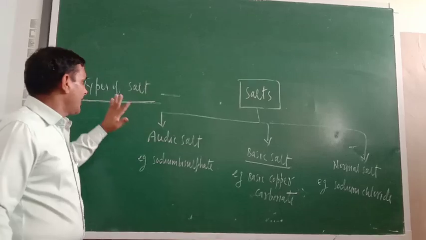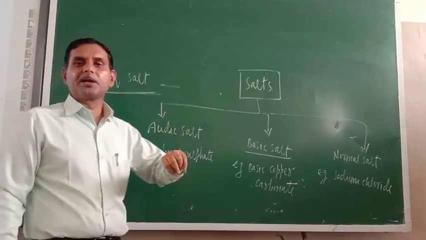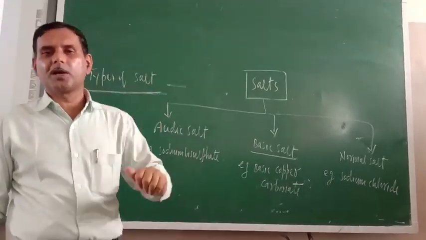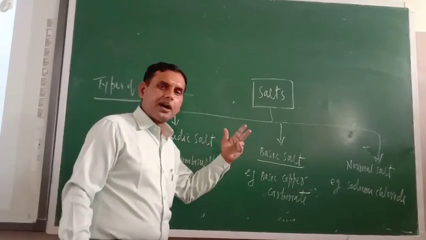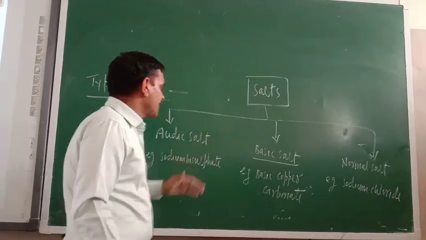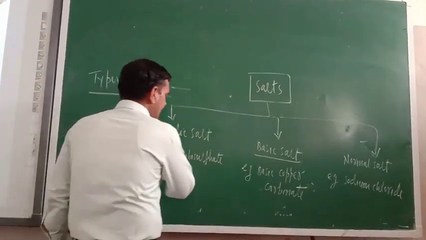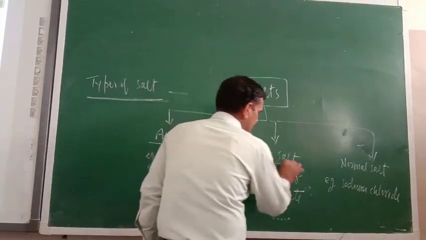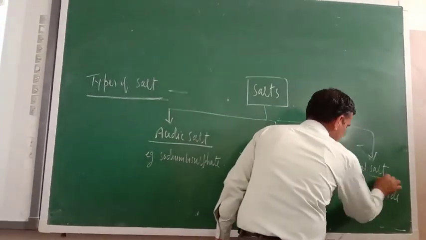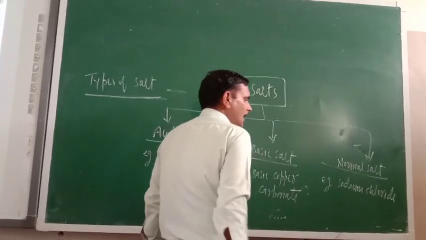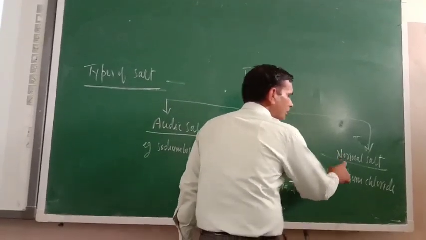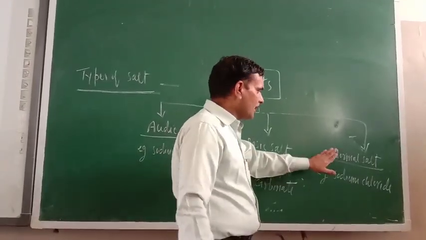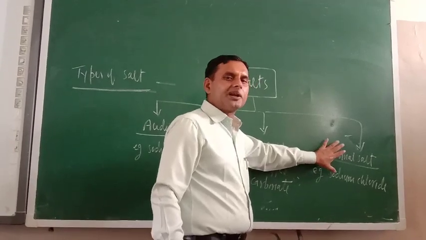So now types of salt. It doesn't mean that all salts are neutral fully. If I am talking of salt, it means there are three types of salt. One is the acidic salt, second one is the basic salt, third one is the normal salt. The normal salts are only neutral. They are completely neutral substances.